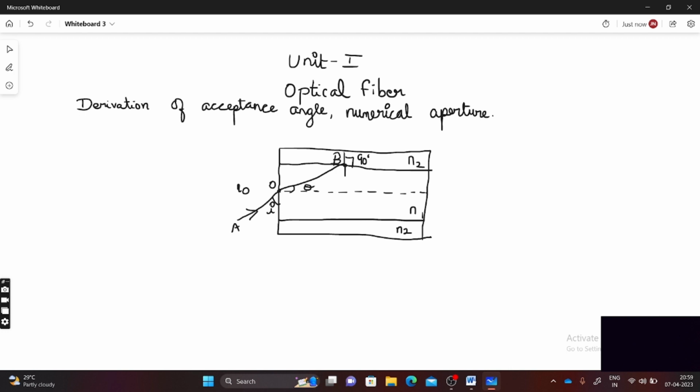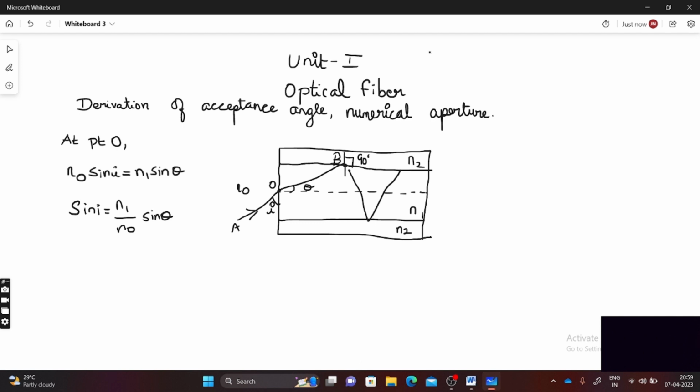Now here it should satisfy the critical angle. Critical angle means 90 degrees. So here the angle of incidence should be greater than the critical angle only. What will happen? Total internal reflection will take place. Now we'll apply Snell's law at the point O. So at the point O, n0 sin i equals n1 sin theta, or sin i equals n1 by n0 sin theta.